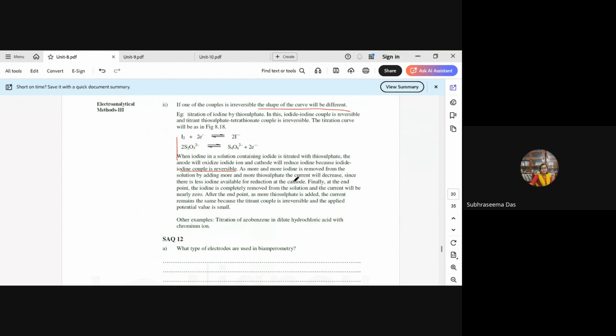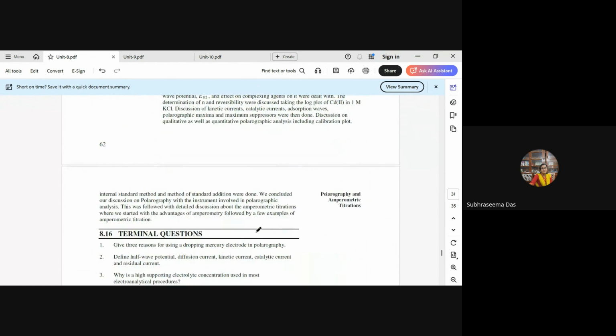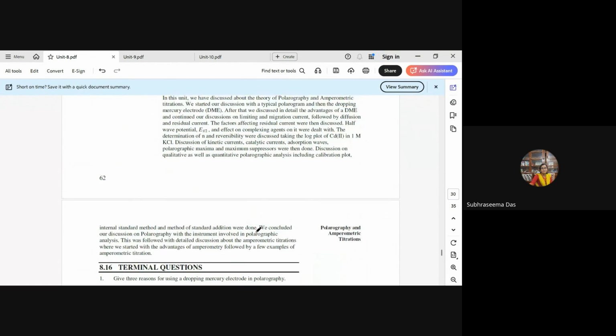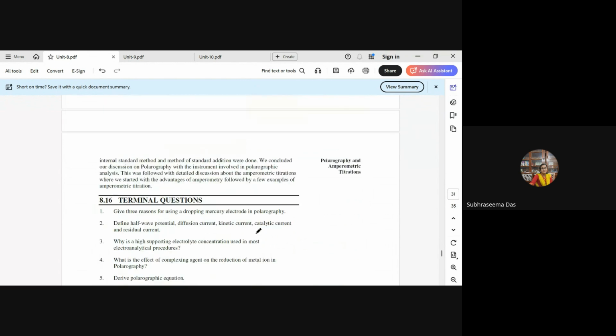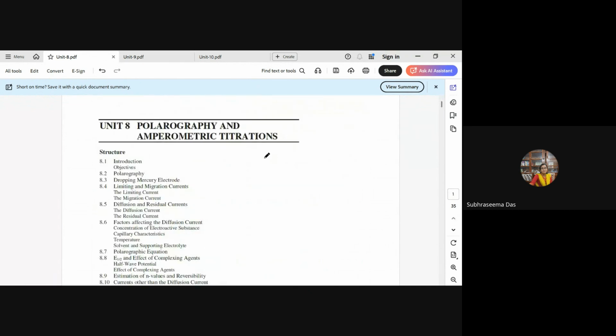Other examples are titration of azobenzene in dilute HCl with chromium ion. Then, in summary, these are the various topics we have discussed: what is DME, the various applications, and the various amperometric titrations. These are some of the terminal questions associated with this chapter. With this, the part on polarography and amperometry is over.